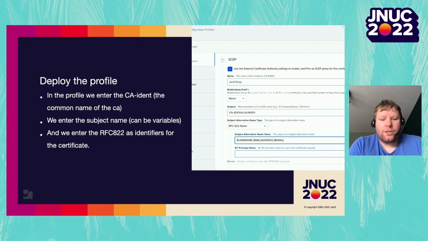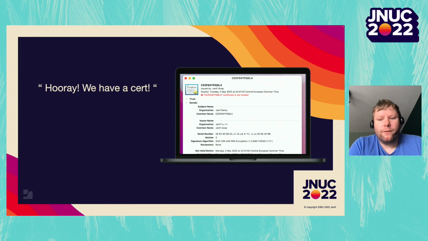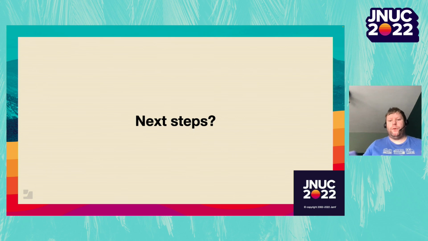Then at the bottom, we have the subject alternative names, and in this case, I chose to use an RFC822 name. You can use the format that is on the screen as an example. And once you scope it, hooray, we have a certificate. So that is essentially the process of integrating both products with Jamf Pro. Both take a little bit of work, but if you follow the steps and the documentation of both vendors, and I must say both vendors have done an excellent job with their documentation, you will get a long way.